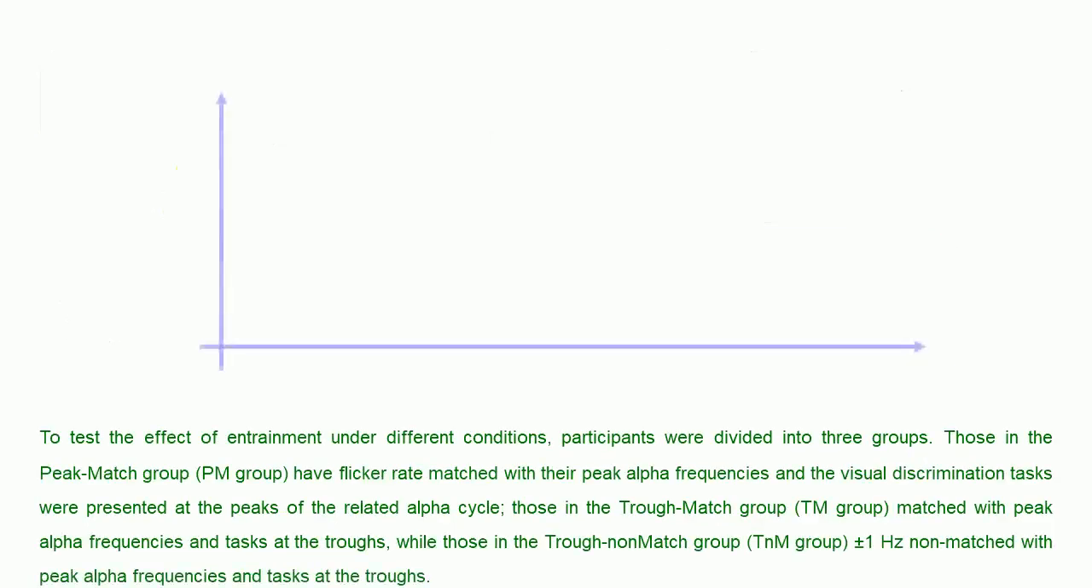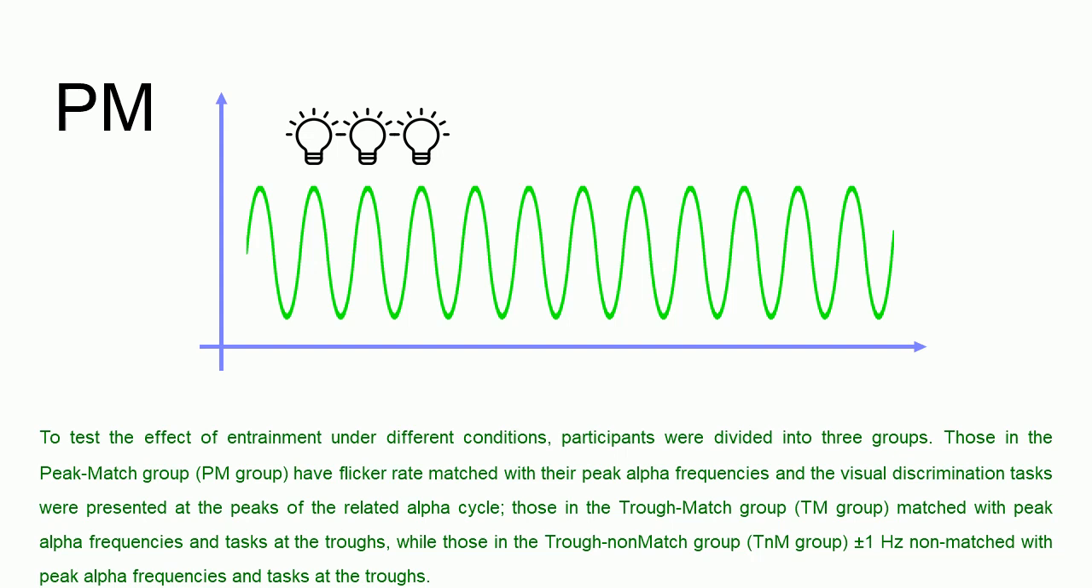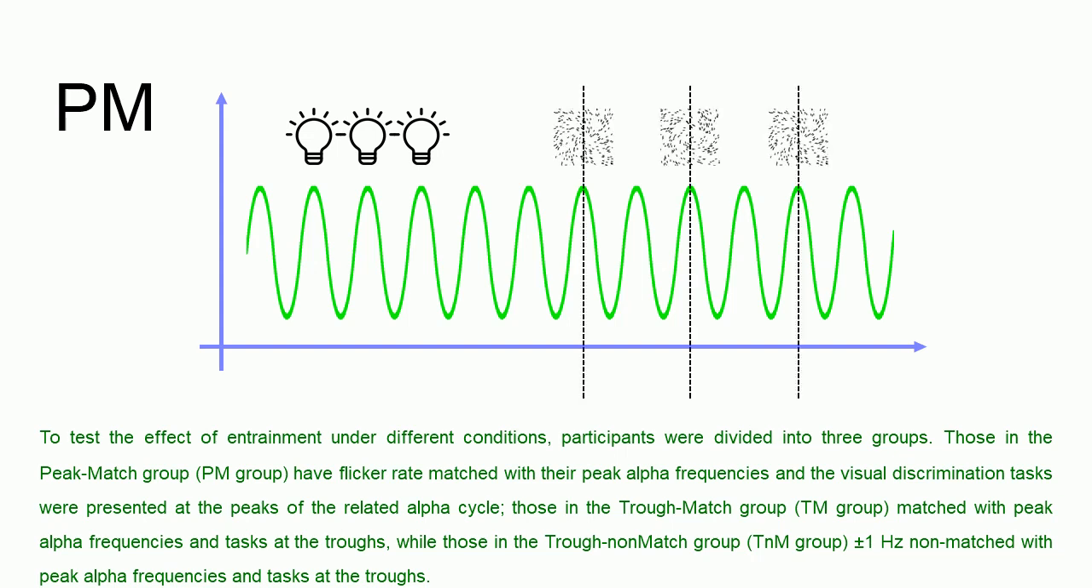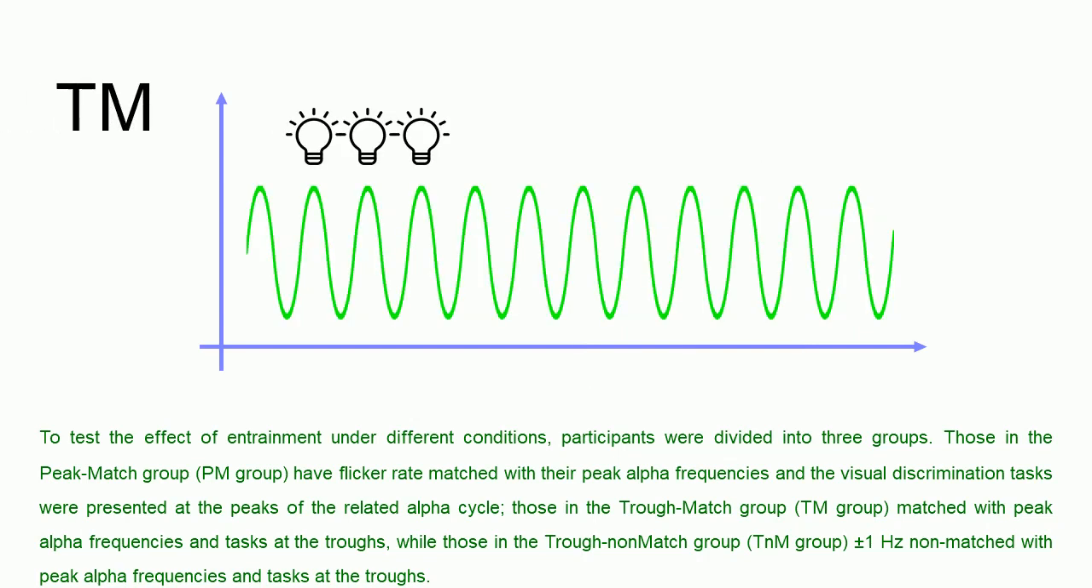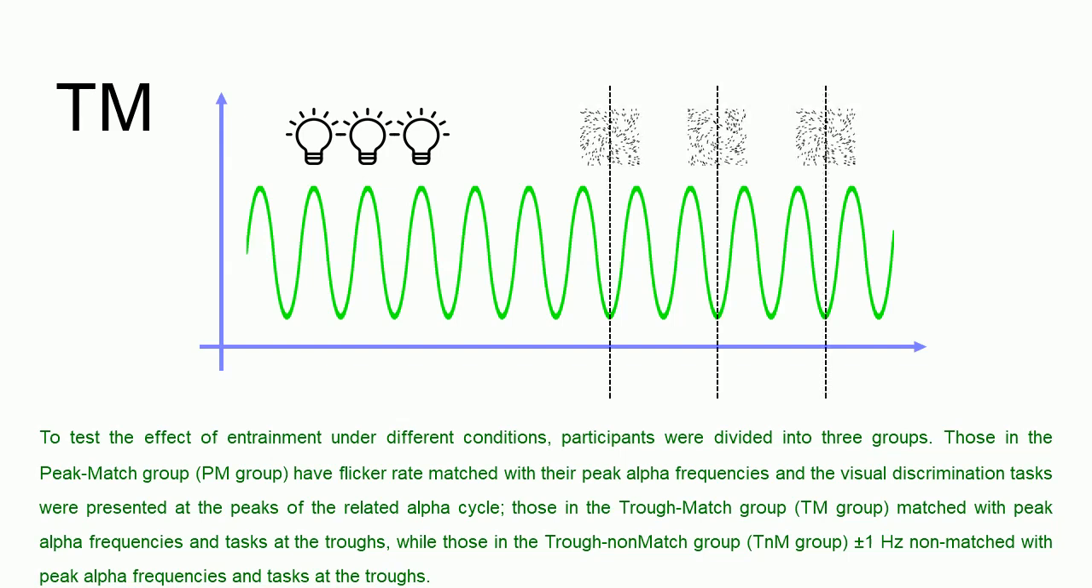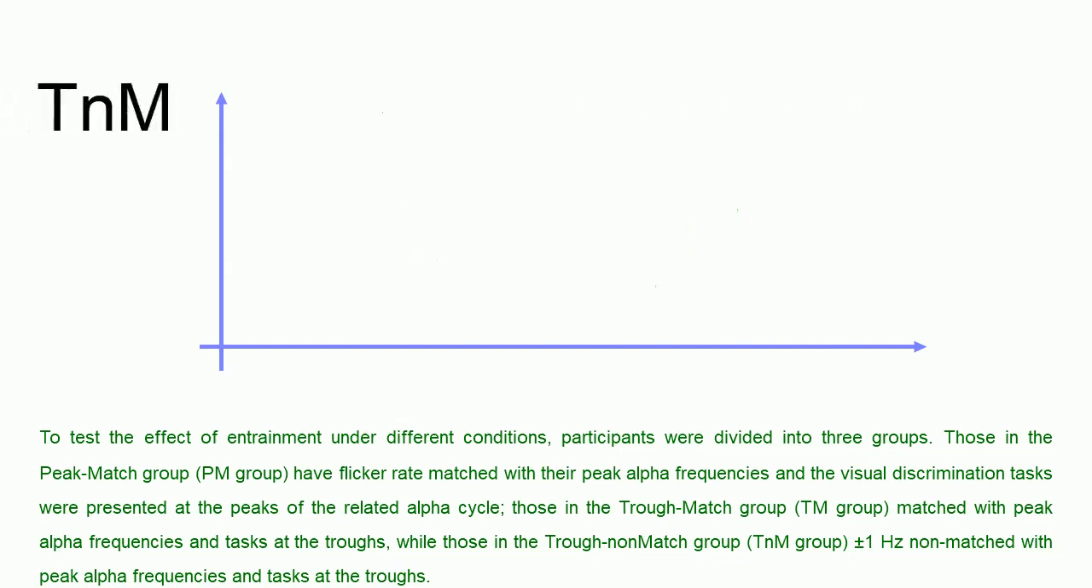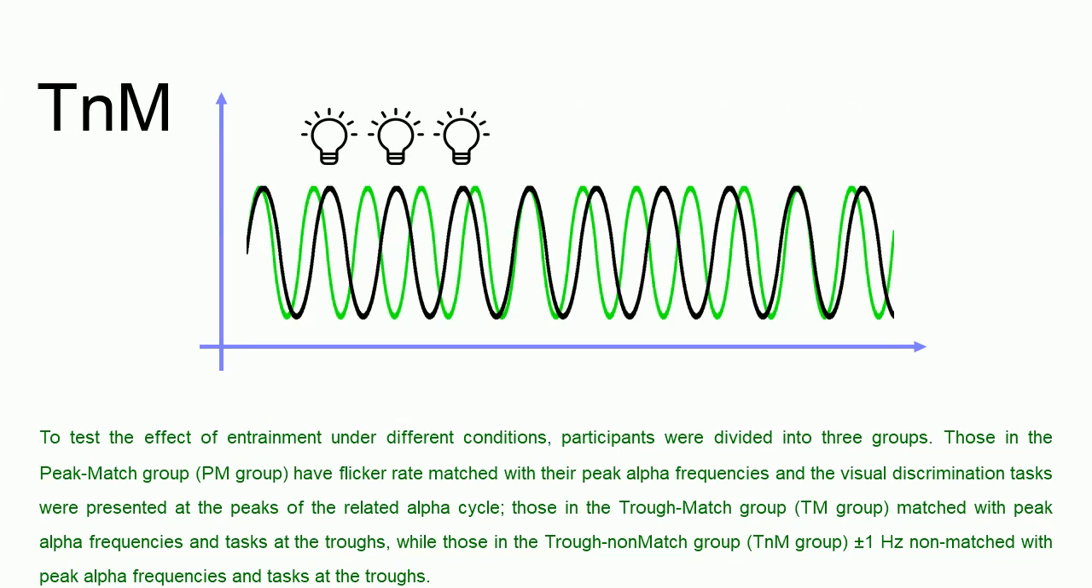To test the effect of entrainment under different conditions, participants were divided into 3 groups. Those in the peak match group, PM group, had flicker rate matched with their peak alpha frequencies and the visual discrimination tasks were presented at the peaks of the related alpha cycle. Those in the trough match group, TM group, matched with peak alpha frequencies and tasks at the troughs, while those in the trough non-match group, TNM group, plus or minus 1 Hz non-match with peak alpha frequencies and tasks at the troughs.